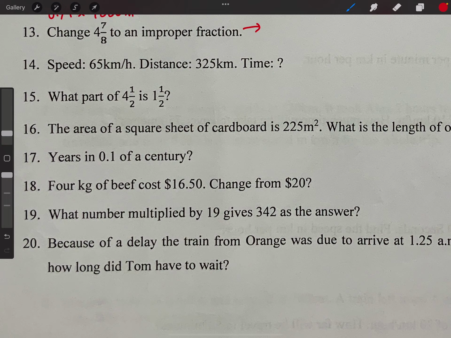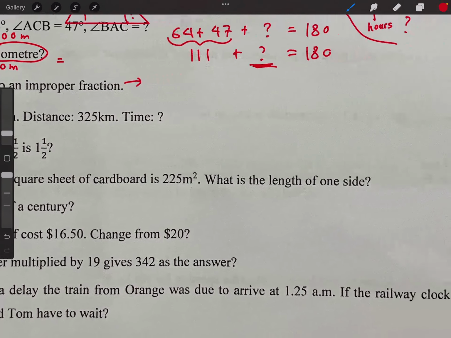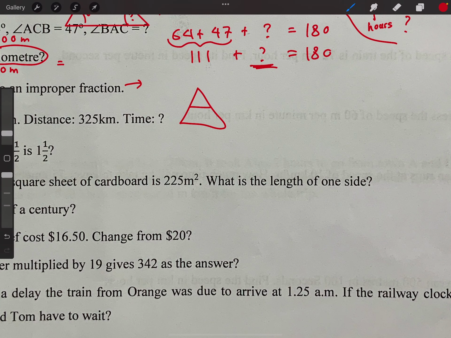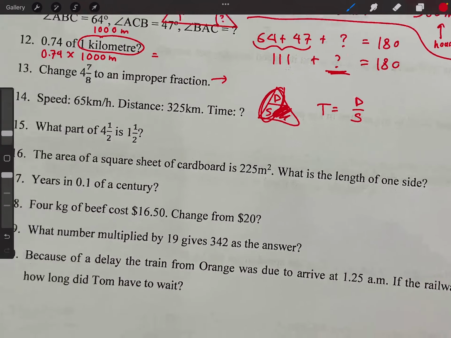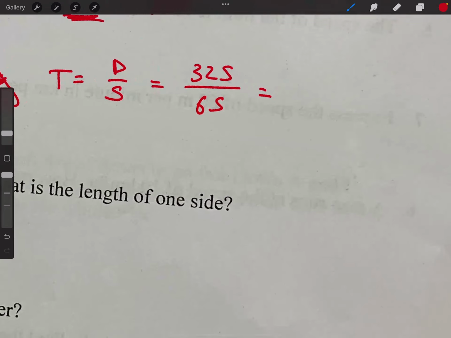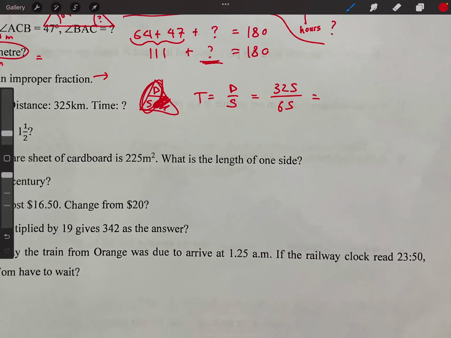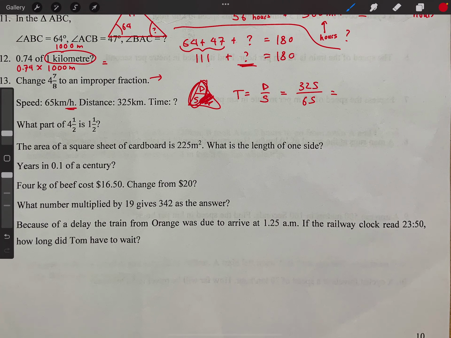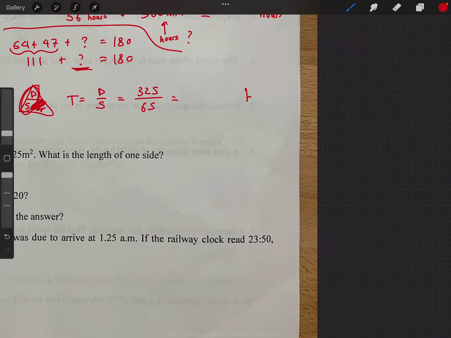Speed is given, distance is given. How do you find the time? Again, I would like to draw the triangle and have distance, speed, and time. To find the time, we cross out the time and we have this. So time is equal to distance over speed. See, distance over speed, right there. Now we just have to do, okay, distance given to us is 325. Speed is given to us, 65. Simplify the fraction and work out the answer. The answer is going to be in terms of hours. So whatever this is in hours.